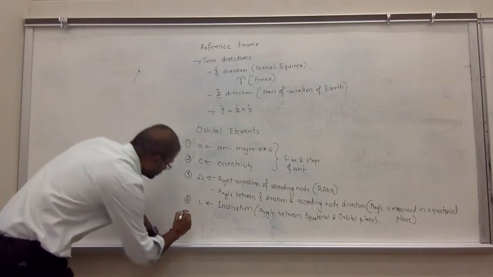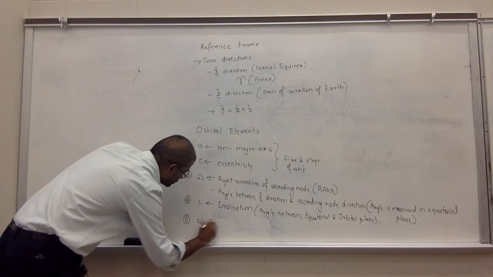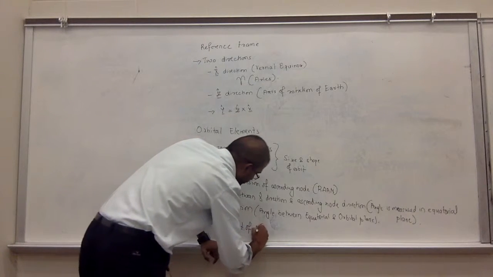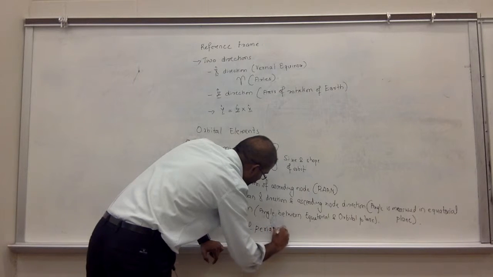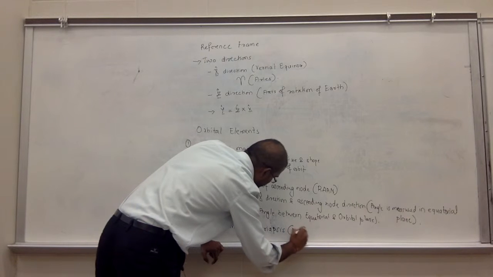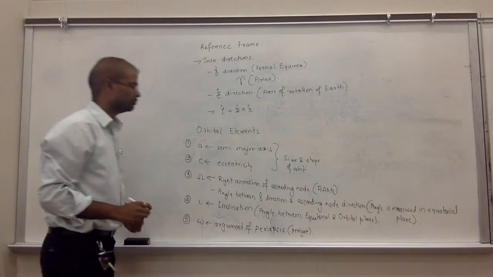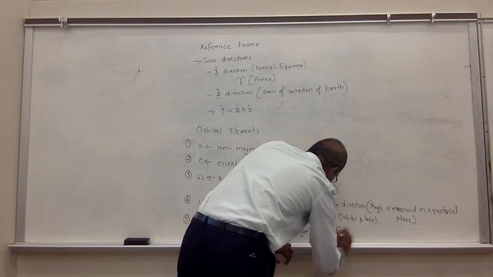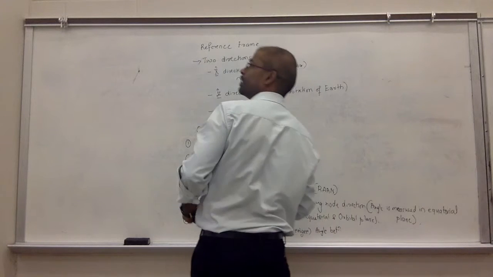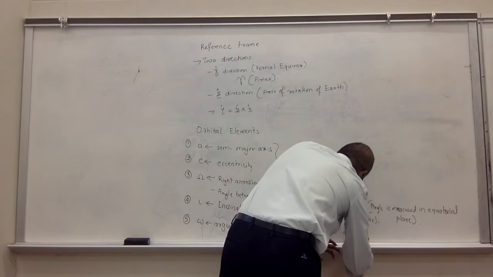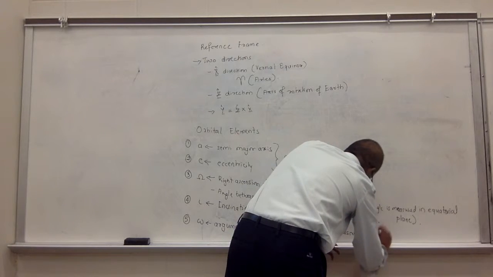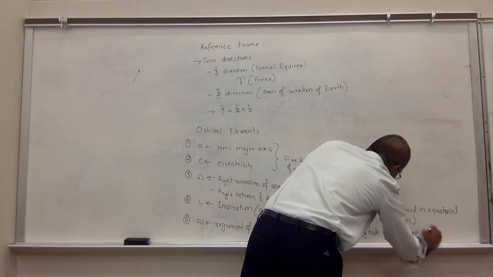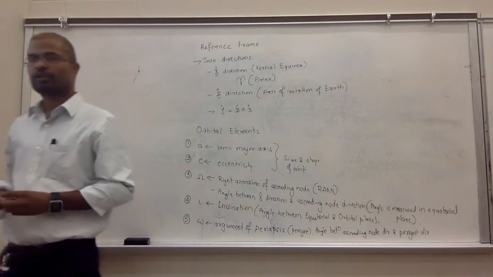The next one is small omega. This is called the argument of periapsis, and this is the angle between the ascending node direction and the perigee direction.